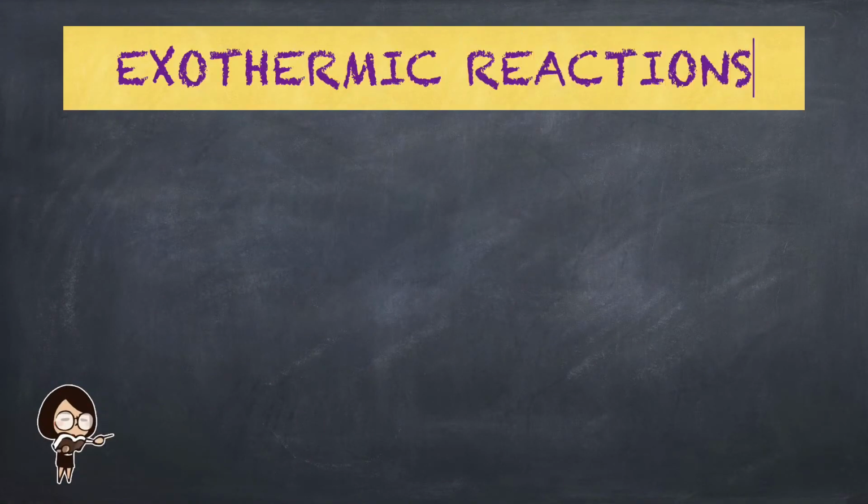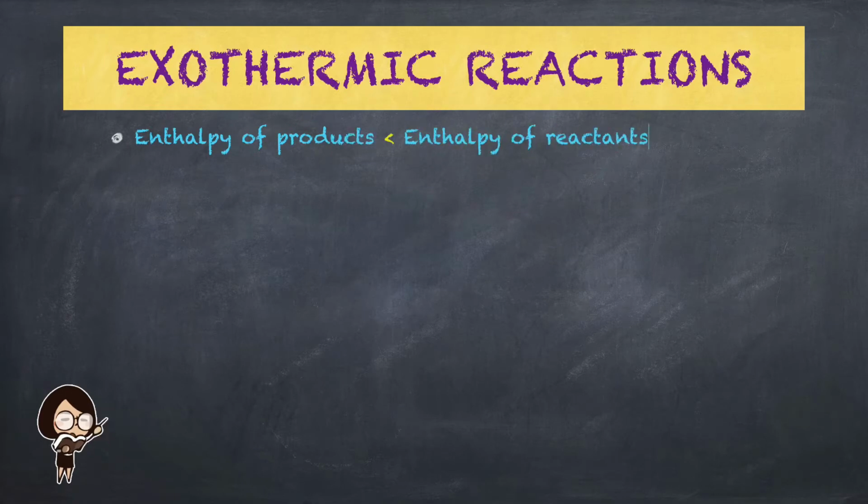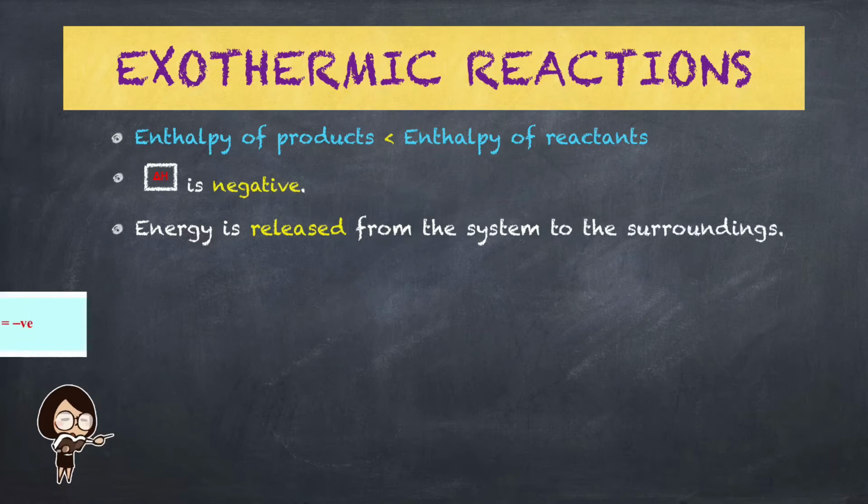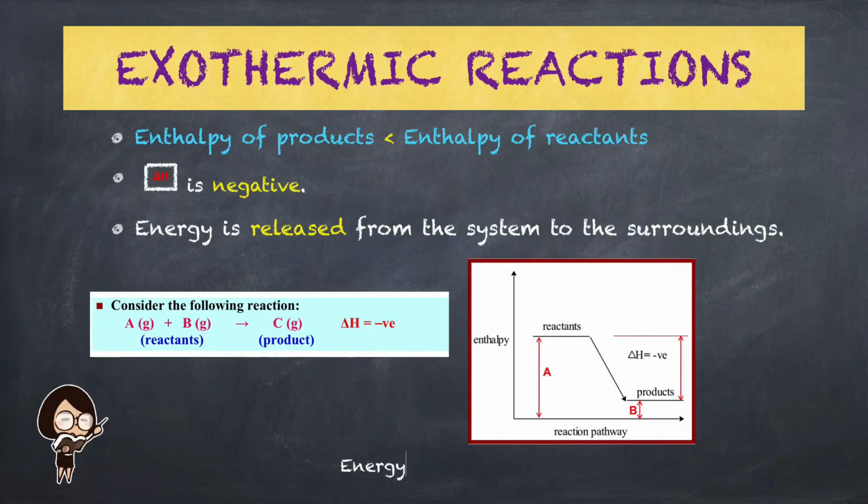Exothermic reactions. The enthalpy of products is smaller than the enthalpy of reactants. Delta H is negative. The energy is released from the system to the surroundings. Here is the energy profile diagram for exothermic reaction.